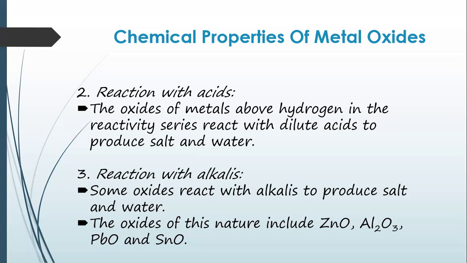The third chemical property is the reaction with alkalis. Some metal oxides react with alkalis also to produce salt and water. Examples of oxides of this nature include zinc oxide, aluminum oxide, lead oxide, etc. So these are just examples of the oxides that have this property of reacting to produce salt and water. I hope it's clear. So these are simply the three chemical properties of the metal oxides.